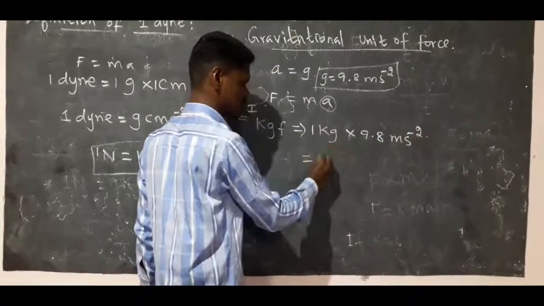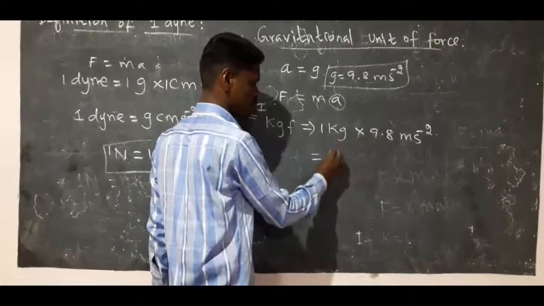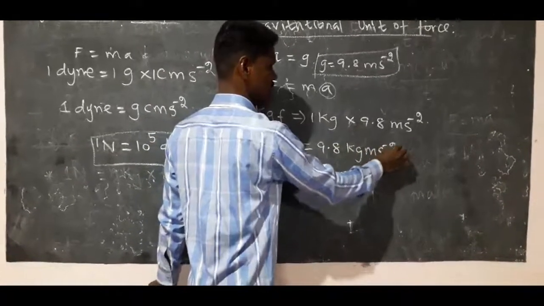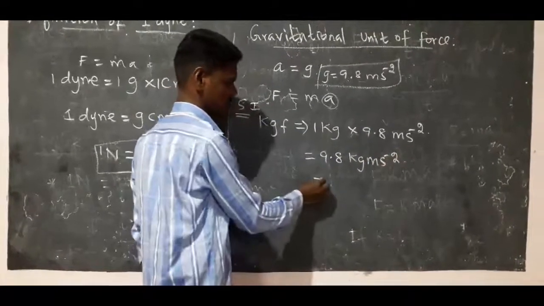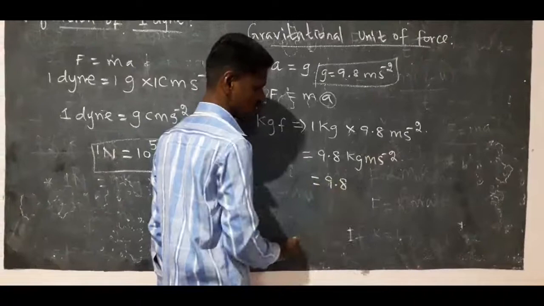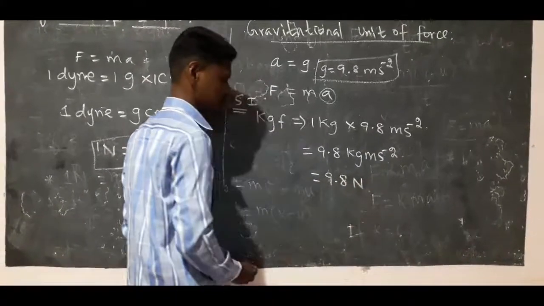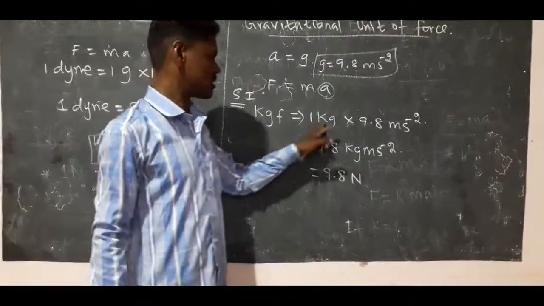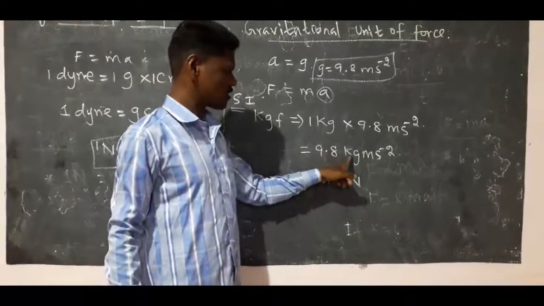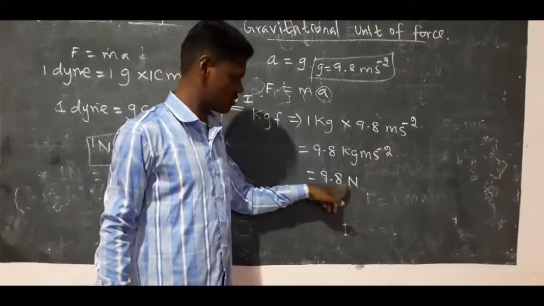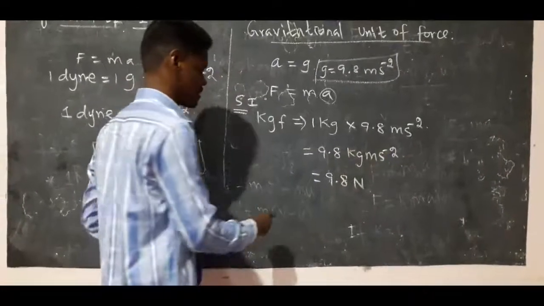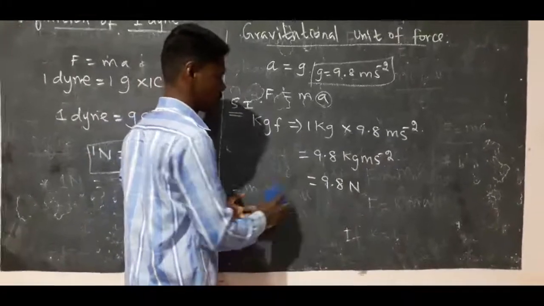So therefore how can we write this? 1 into 9.8, so 9.8 kilogram meter second minus 2. Kilogram meter second minus 2 we take as Newton. Actually, the unit of force, 9.8 kilogram meter second minus 2, is equal to Newton. So 9.8 Newton or 9.8 kilogram meter second minus 2.